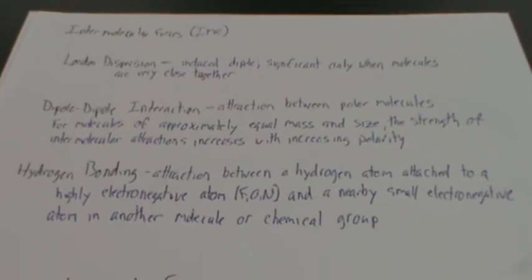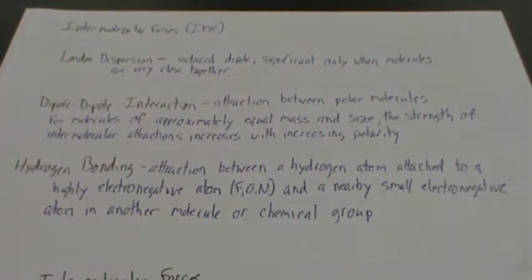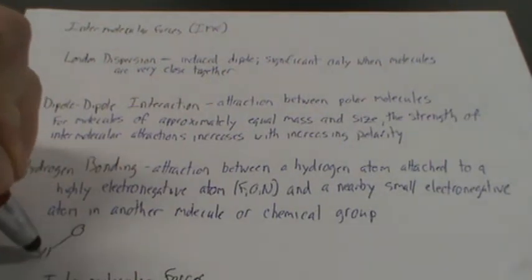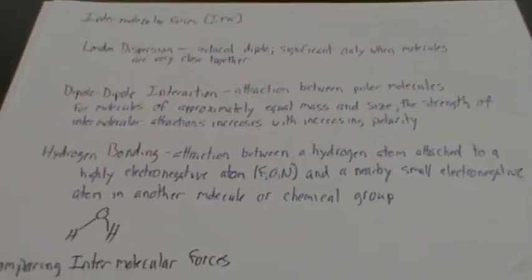And the last one, hydrogen bonding, is the attraction of a hydrogen atom attached to a highly electronegative atom, that's either fluorine, oxygen, or nitrogen, and a nearby small electronegative atom in another molecule or chemical group. We really see a good example of hydrogen bonding with water, because all we have is oxygen and hydrogen in there.